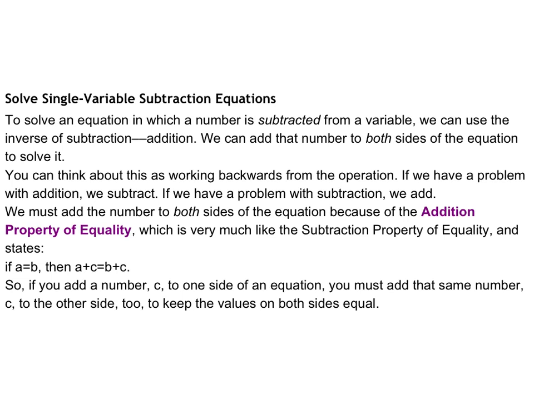We must add the number to both sides of the equation because of the addition property of equality, which is very much like the subtraction property of equality, and goes like this. If a equals b, then a plus c equals b plus c. So if you add a number, c, to one side of the equation, you must add that same number, c, to the other side too, to keep the values on both sides equal.